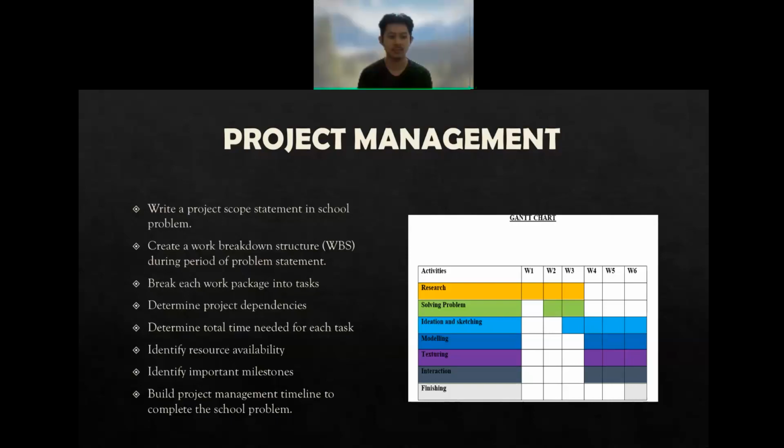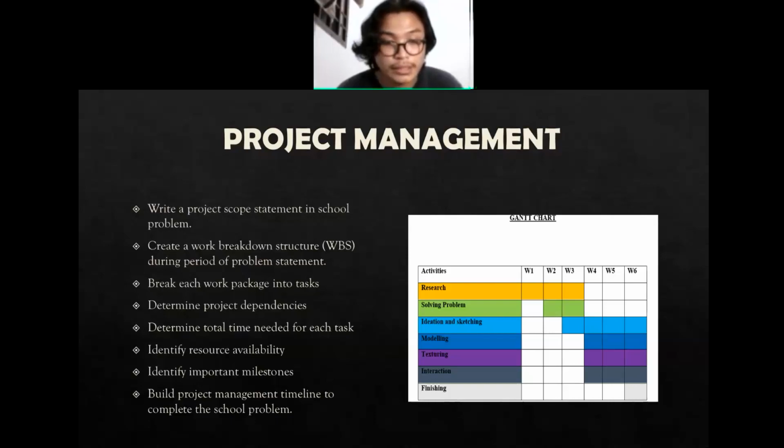dependence. Five, determine the total time needed for each task. Number six is identify resource availability. Number seven is identify important milestones. And lastly, we must build a project management timeline to complete the scope of the problem.